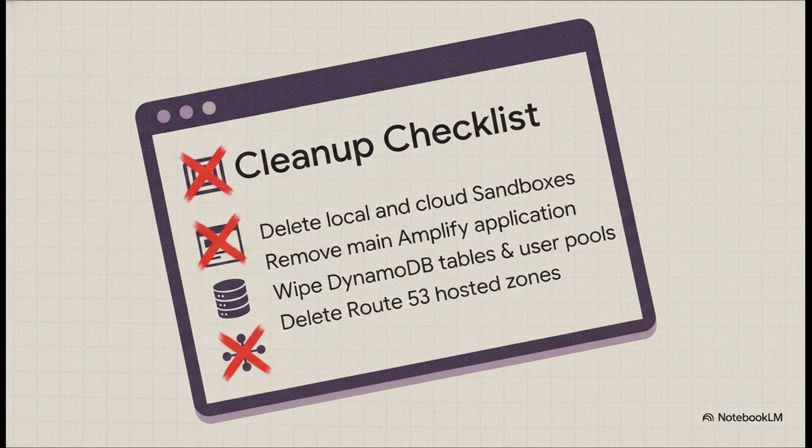You have to ensure that the backing resources, the DynamoDB tables actually holding the data, and the Cognito user pools managing the logins are completely wiped. And finally, you must delete your DNS configurations, like your Route 53 hosted zones. Skipping any of these steps leaves orphaned resources quietly sitting there generating runaway cloud billing, and nobody wants a surprise bill at the end of the month.